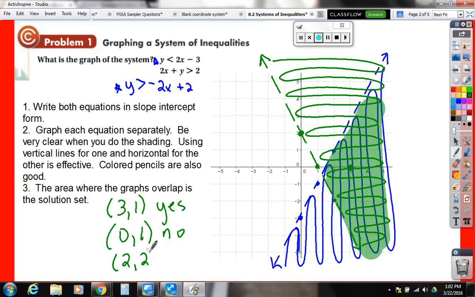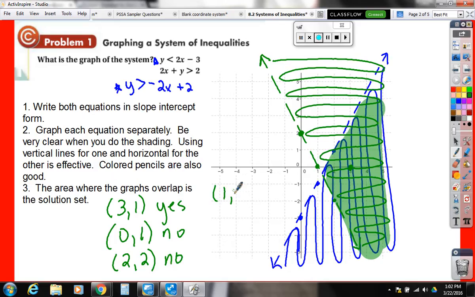How about 2, 2? Would that be one? Let's take a look at that one. 2, 2 would be here. It's in part of the shaded region, but it's not in the overlapping shaded region, so no. 2, 2 is not a solution.